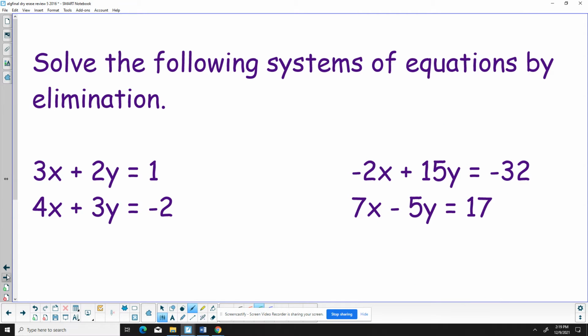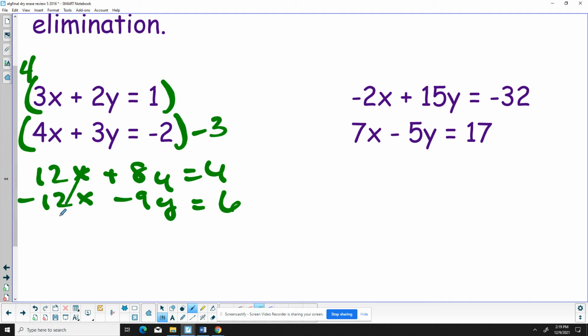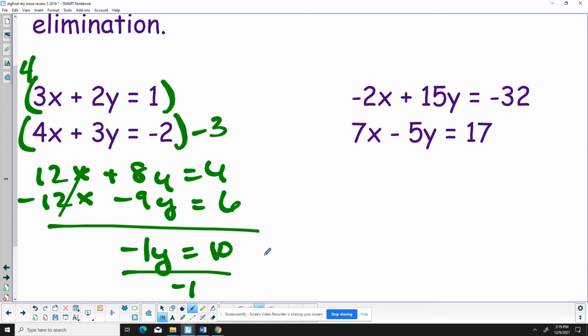All right, solve the following system of equations by elimination. All right, so this one, I think I'll do the x's. They both need multiplied because that would either be 6 and 6y or 12 and minus 12y. So let's multiply this one by 4 and let's multiply this one by negative 3. So that's 12x plus 8y equals 4 and negative 12x minus 9y equals 6. Oh, this one's going to come out nice. So this negative 1y is 10. So if I divide by negative 1, y is negative 10.